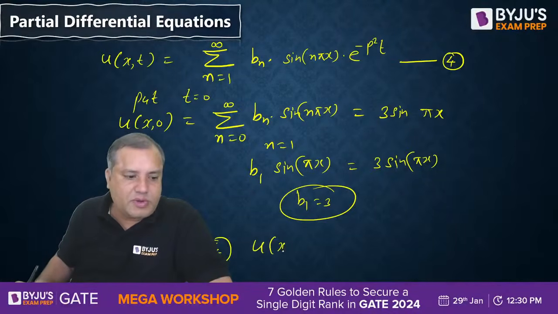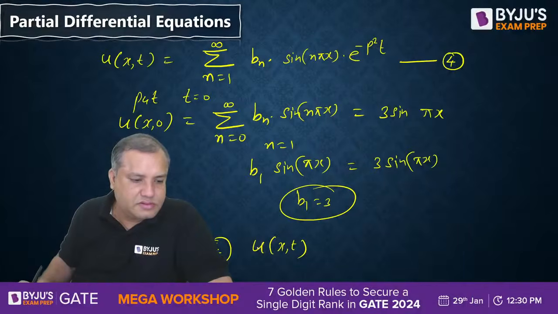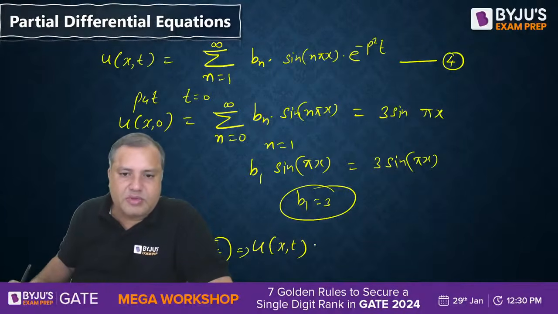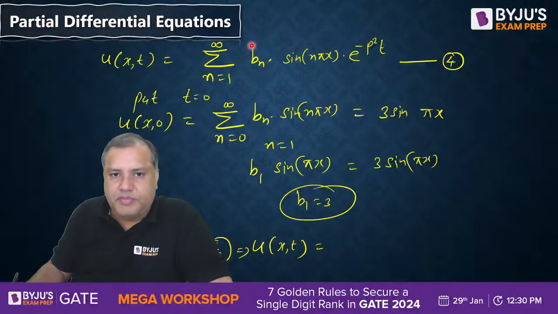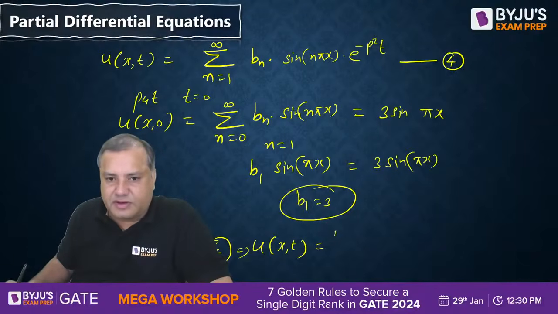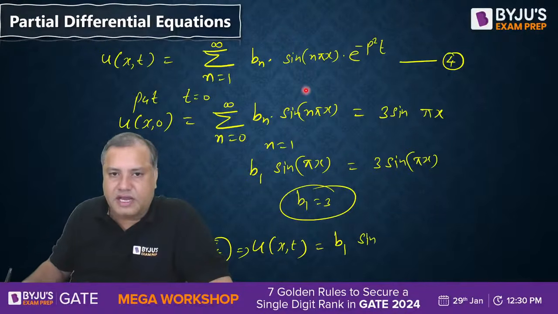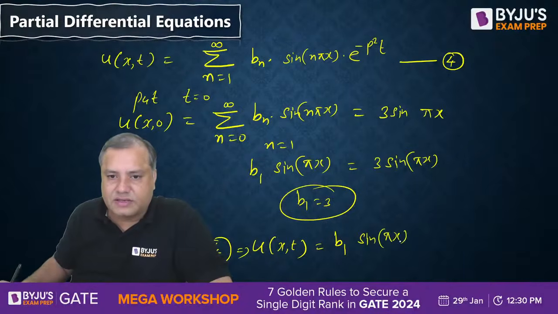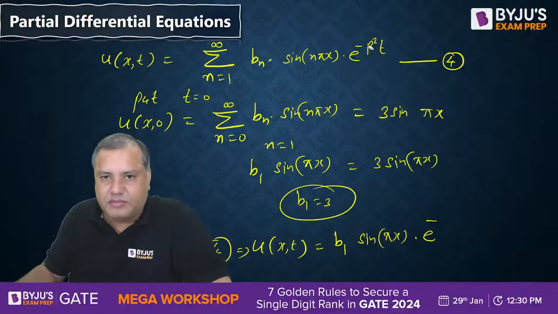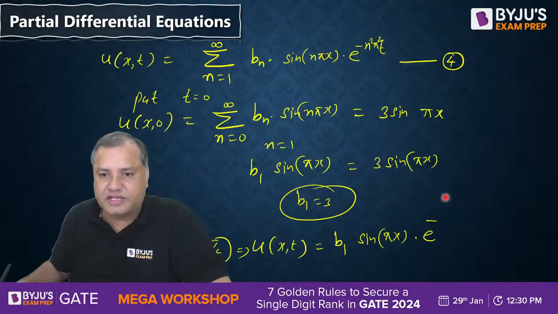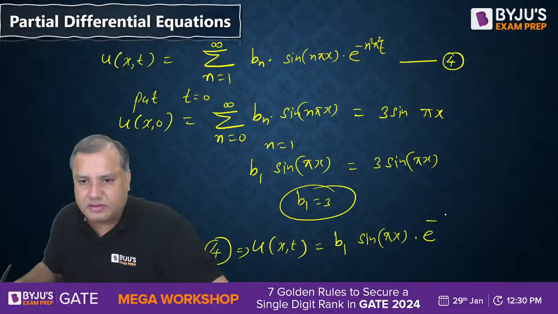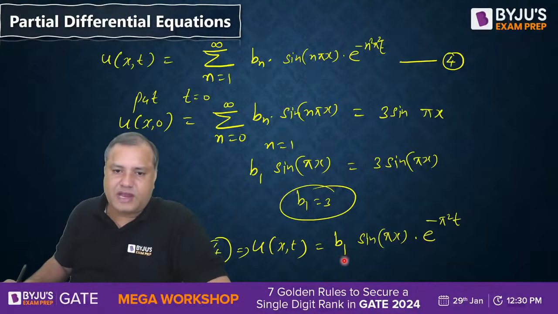So u of x comma t equal to bn. What is bn? This is b1 sine n is 1, so sin pi x e to the power minus what is this p? P is n square pi square. P is n pi, already we obtained, and n is 1, so pi square t. Now here put the value of b1. That's it.